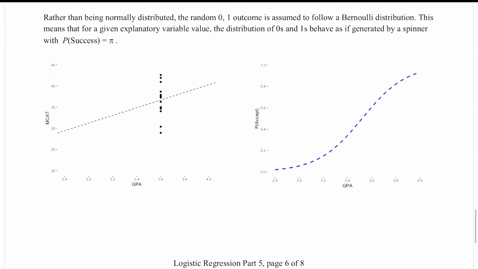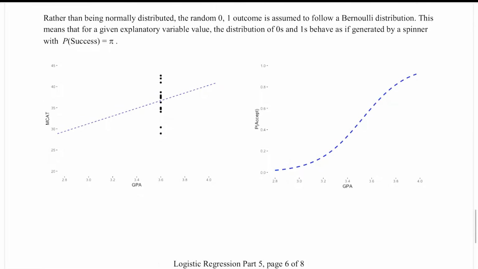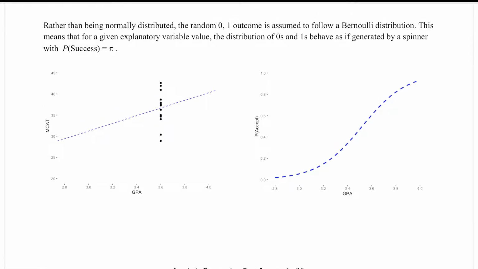And what are the assumptions in this case? They are not the same as they have been with linear regression. We're not talking about having constant variance or errors that follow a normal distribution. What we actually have is this idea of a spinner being a reasonable model for what's happening.